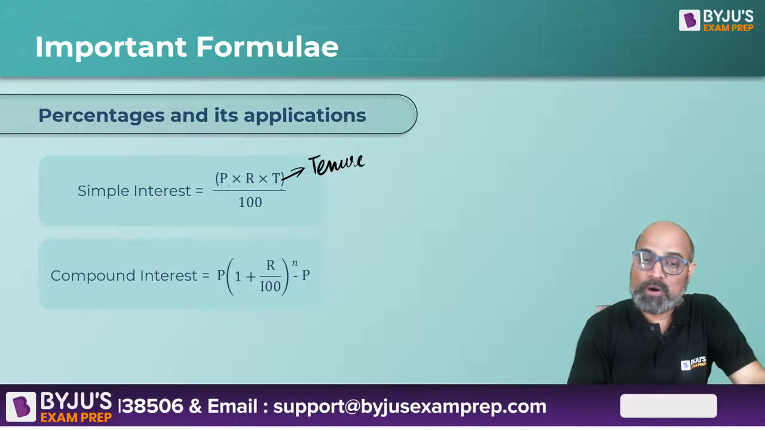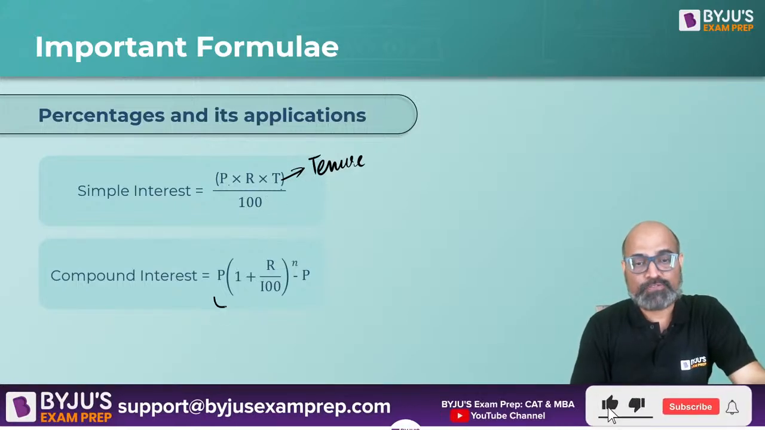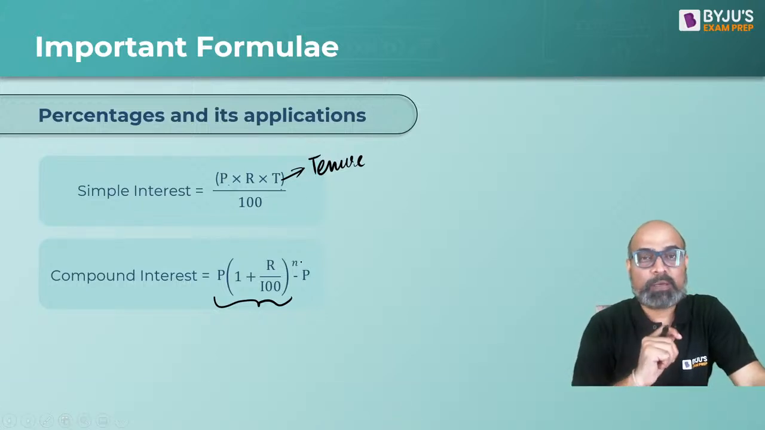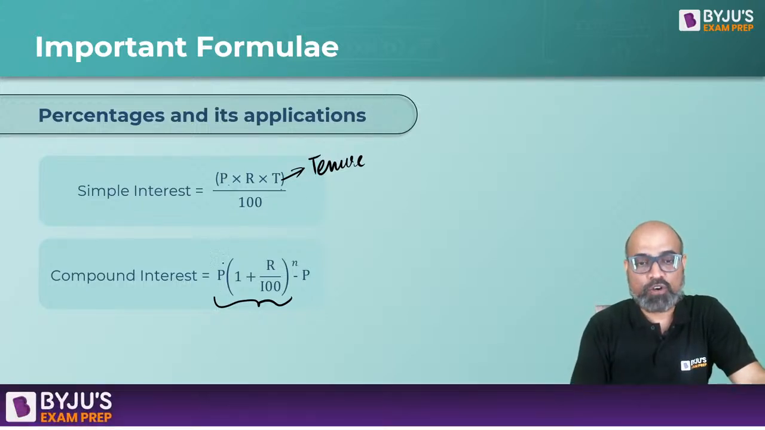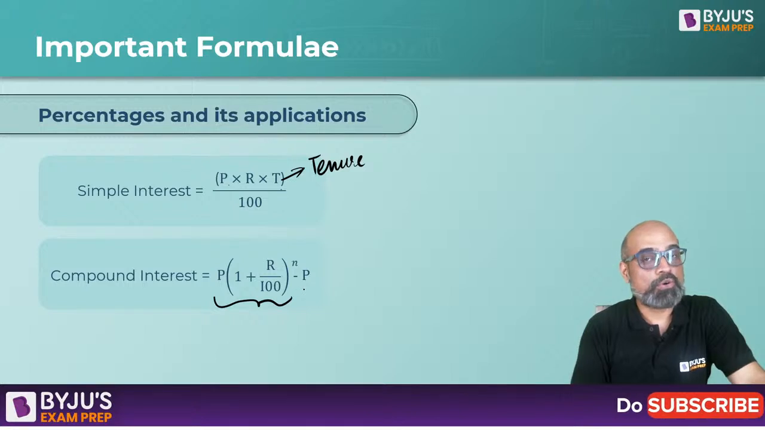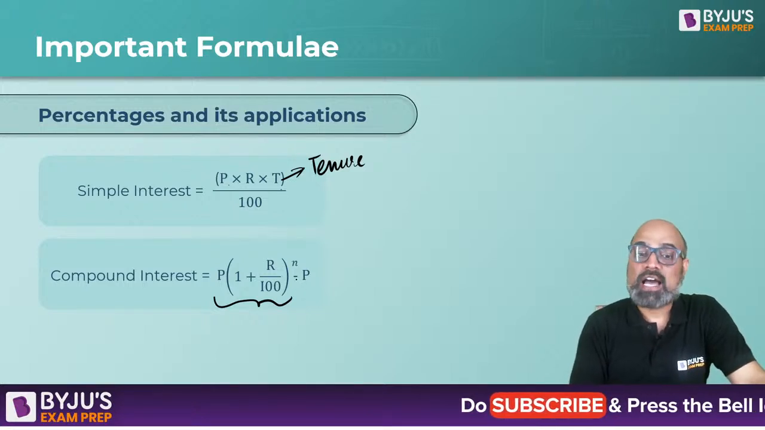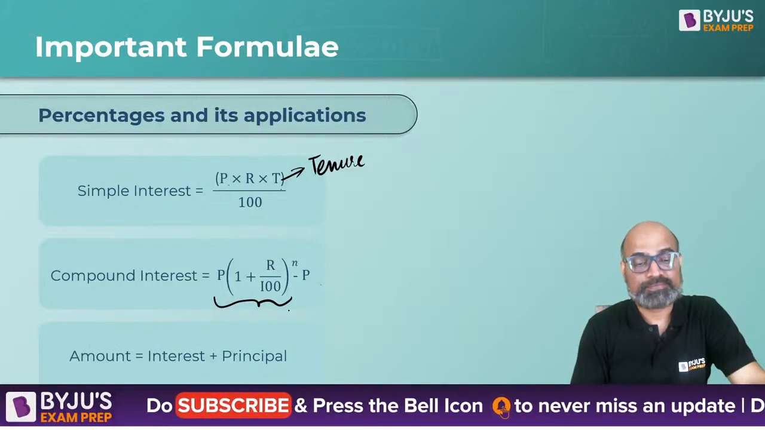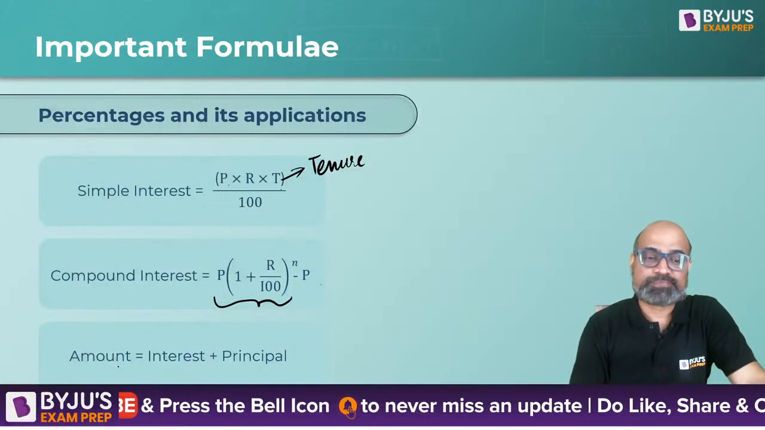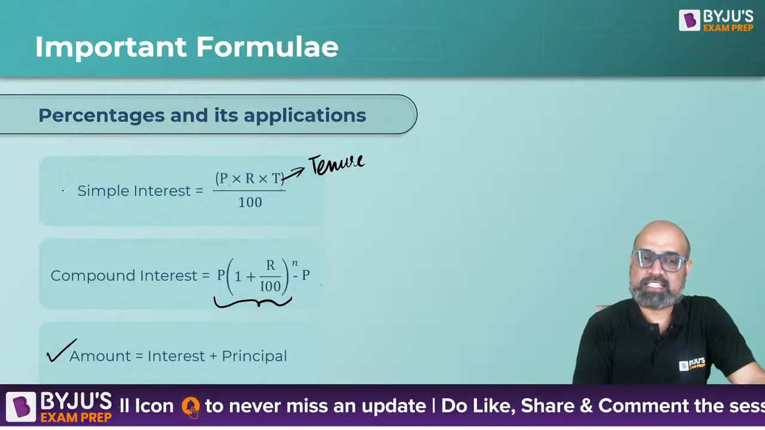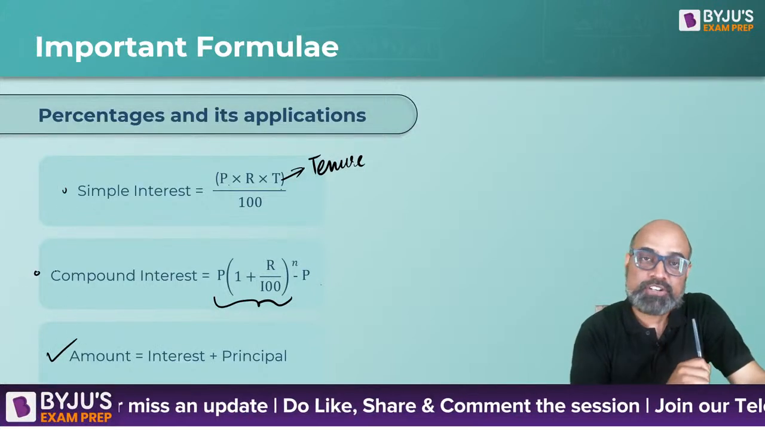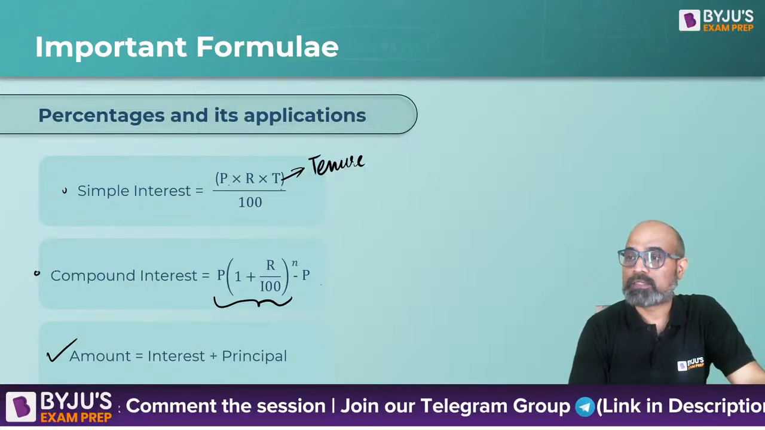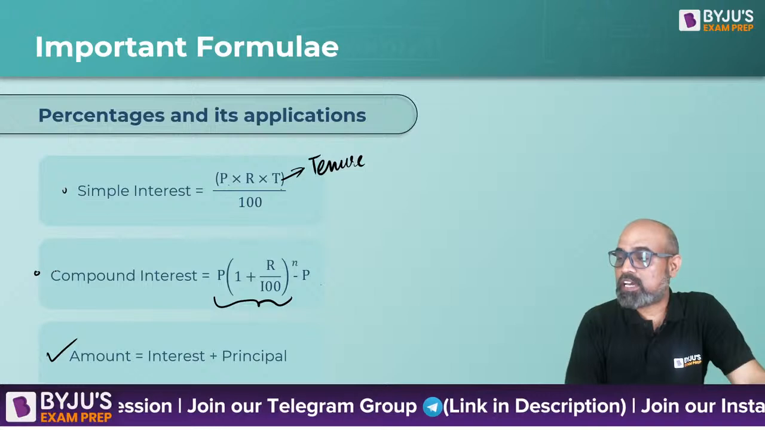The next one is compound interest. So this is a place where a lot of us make mistakes. Generally, people think that compound interest is only the first part. No, for compound interest you have to subtract the principal. Okay, so don't forget that. The third one is amount. Whether it is a simple interest case or a compound interest case, amount is always equal to interest plus principal.